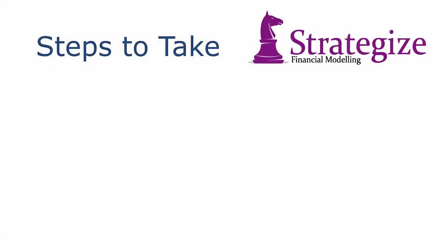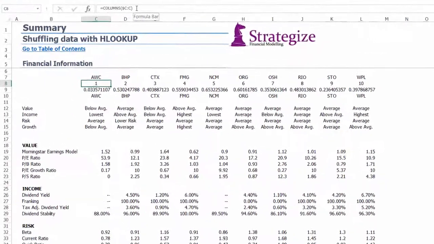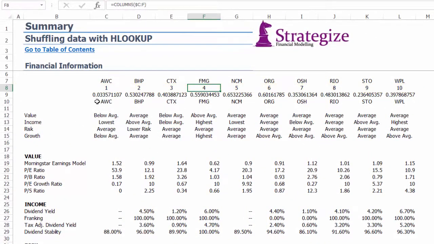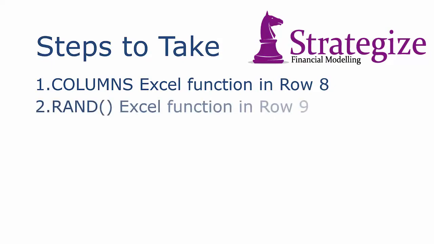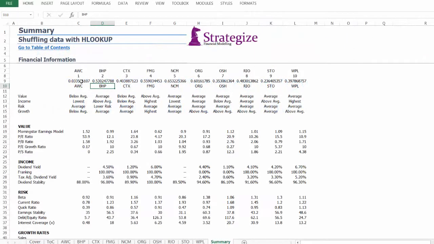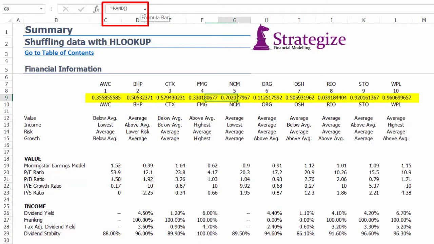There are a number of steps required before we can shuffle these columns. Firstly, we must apply the columns function in row 8. Second, we will employ the RAND function in row 9. This will enable the shuffle of dependent data across the columns.